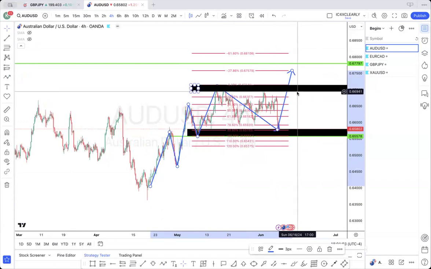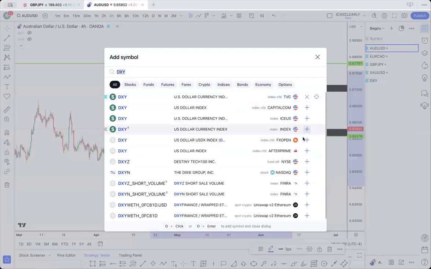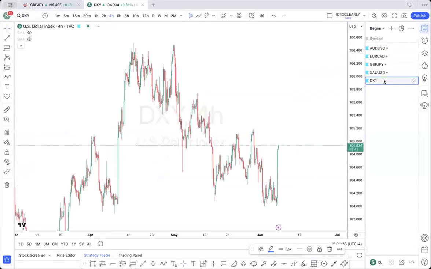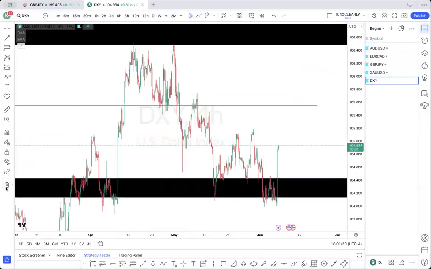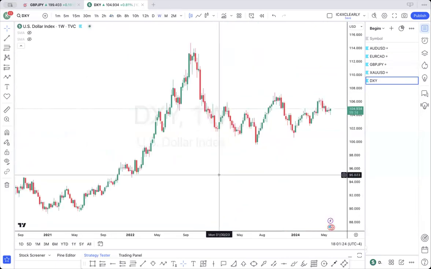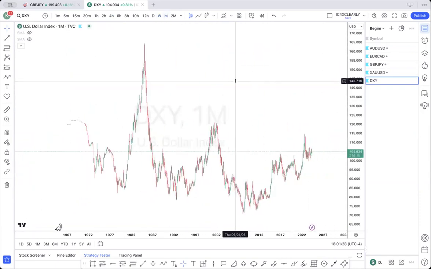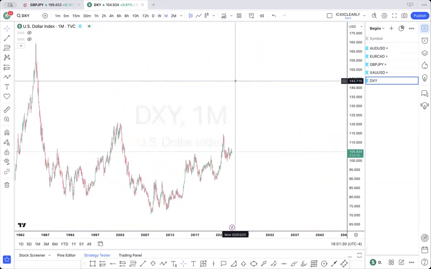So yes. And so let me add the Dixie on here because this pair is an AUD USD pair, right? So we'll go to the dollar. We're going to do the same thing with the dollar. Start off with the weekly. Let me go to the monthly so I can see what's really going on.